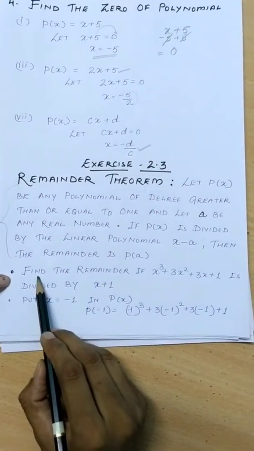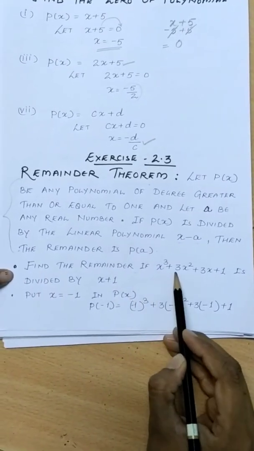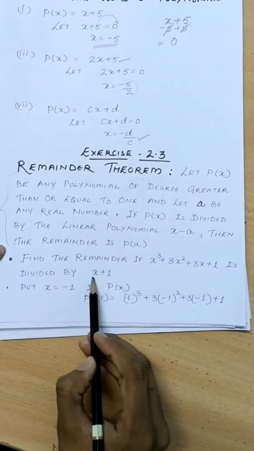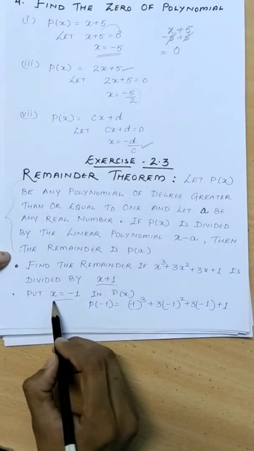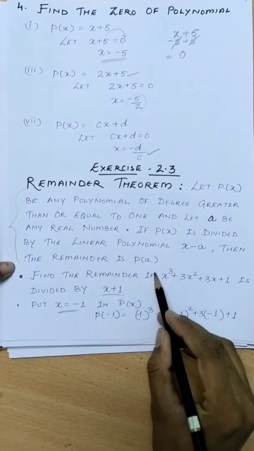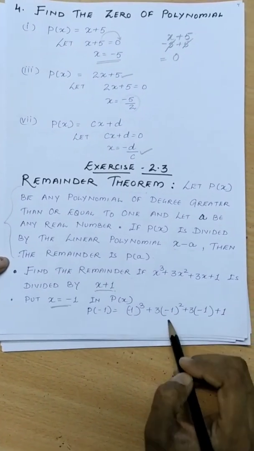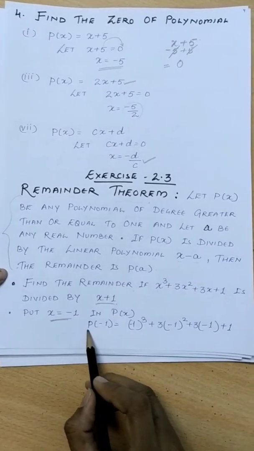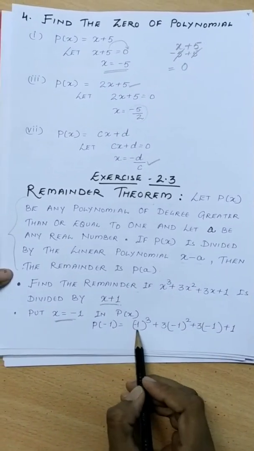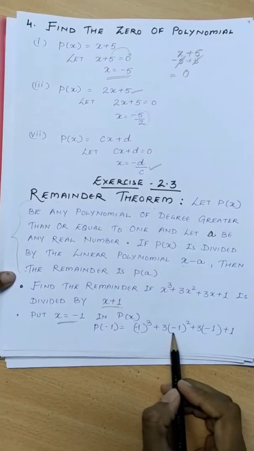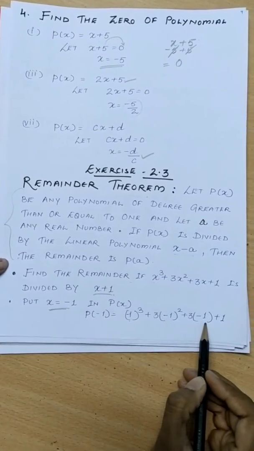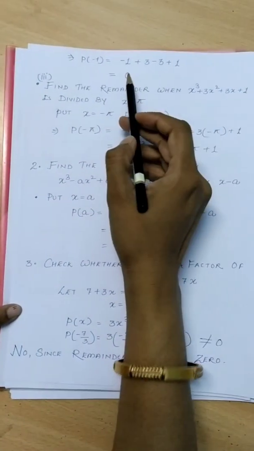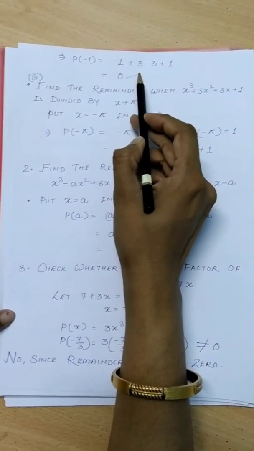Now come to the question. Find the remainder if x cube plus 3x square plus 3x plus 1 is divided by x plus 1. So put x equal to minus 1 in this polynomial, and whatever answer comes, that will be the remainder. So in place of x, I am putting minus 1 everywhere. This is p of minus 1 now. Minus 1 whole cube plus 3 times minus 1 whole square plus 3 times minus 1 plus 1. So when you put minus 1 here, it will become 0.